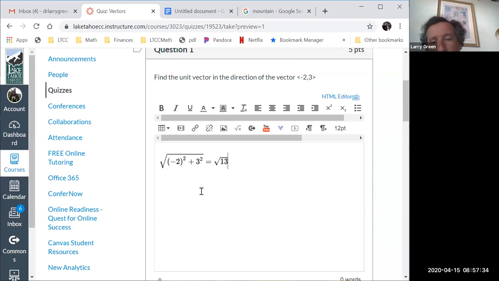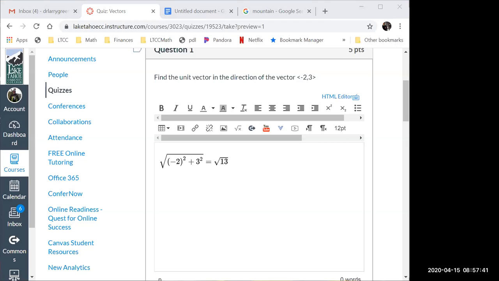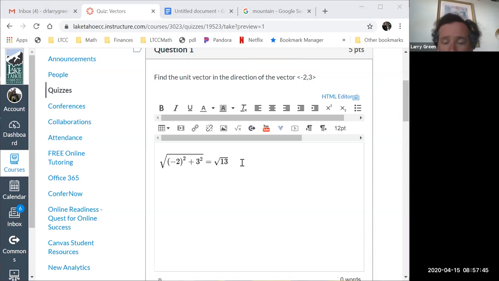What do we do with that magnitude? Who remembers? Divide each component by the magnitude. Yeah, exactly. We divide each component by the magnitude. So we have -2, 3, and we have root 13. So what we do is, let me pop it into an equation.